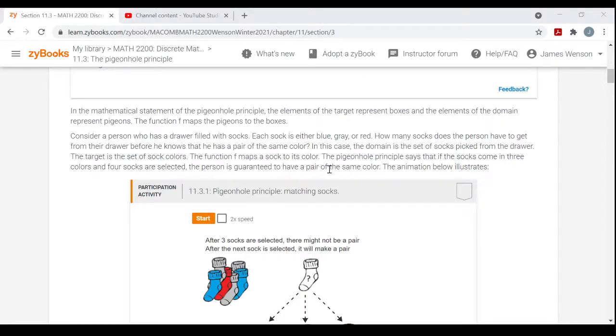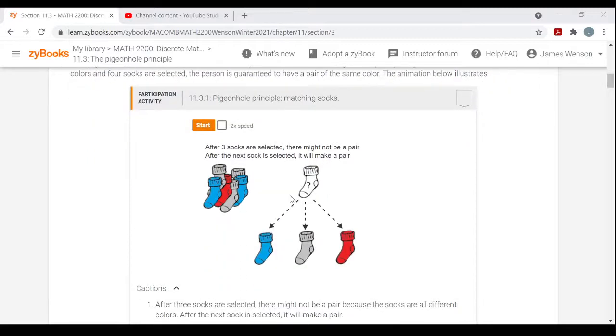Alright, so this is if you were picking the socks out of the drawer blindly, not actually looking at the socks. So what could happen is, the first one's blue, then the second one could be gray, and the third one's red, right? I don't have any pairs yet of the same color, but then when I pick that 4th sock, it's going to be either blue, gray, or red. So I'll have to have a pair of some color. Hopefully that makes sense.